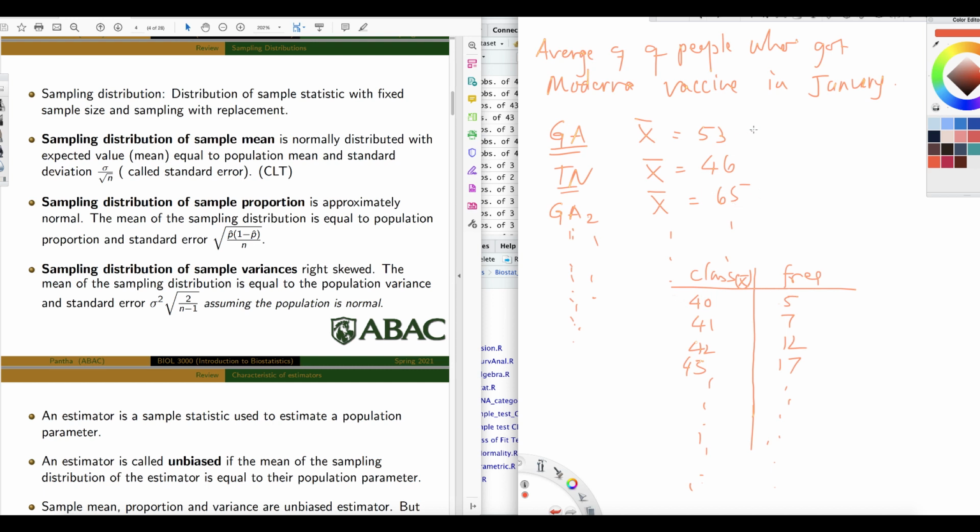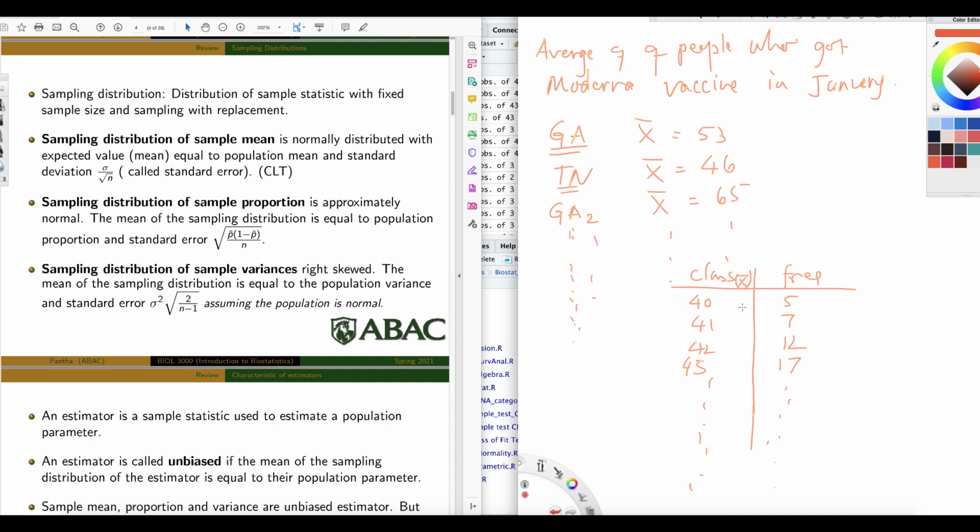So you collect the sample and find the proportion there. Collect another sample, find the proportion. You need to replace back if you are collecting from the same locality. Okay, so you can do that many times and make a table like that. That will be the sampling distribution of the proportion.